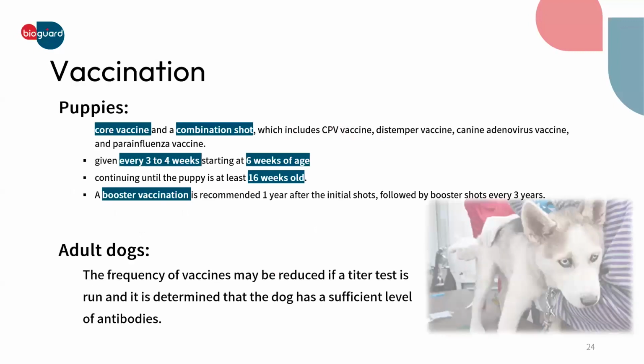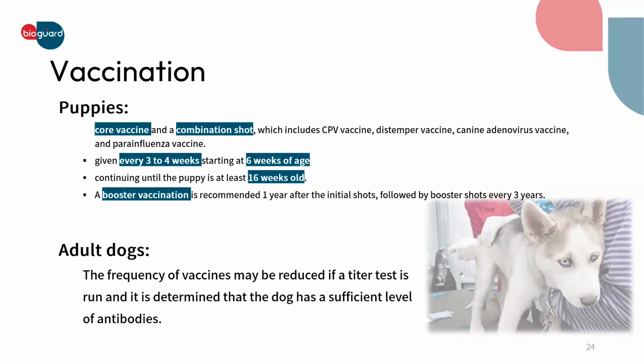So yeah, there are vaccinations available in the market, especially for newborns. The vaccination can be a core vaccination or a combination of vaccinations, usually administered to puppies after 6 weeks of age, and given every 3 to 4 weeks continuously until the age of 16 weeks.